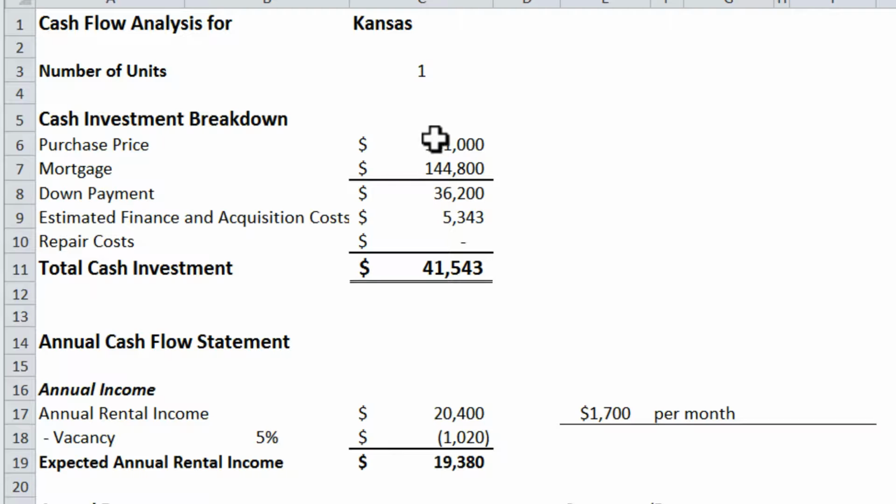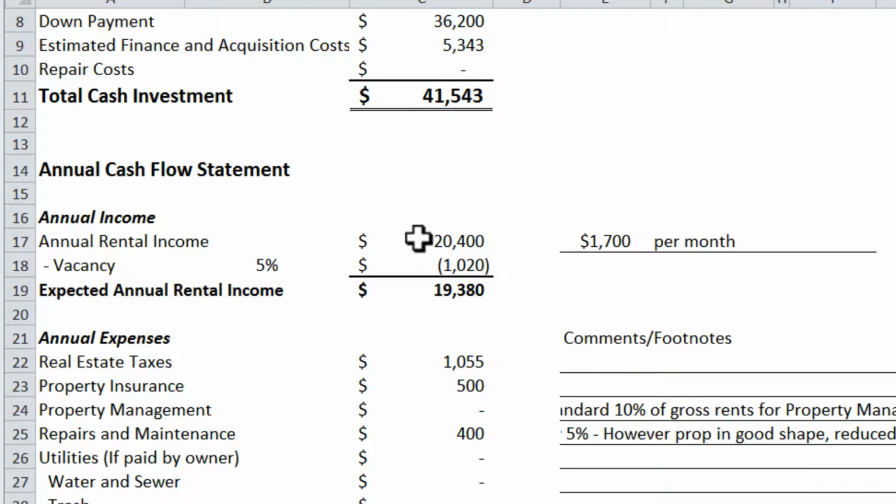Our purchase price, $181,000. Our loan, down payment, estimated finance and acquisition costs, if we have any repairs. So our total initial cash investment, $41,543. Now, our results on an annual basis, we have rents, $1,700 a month, $20,400 a year, minus 5% vacancy.